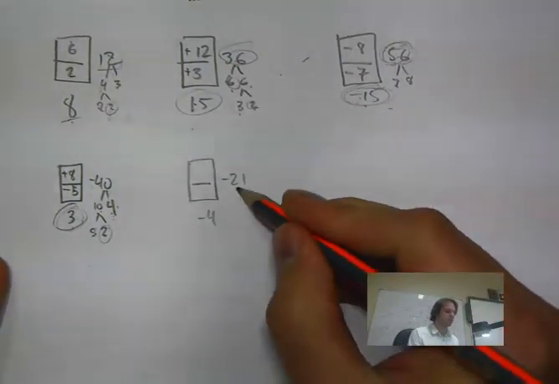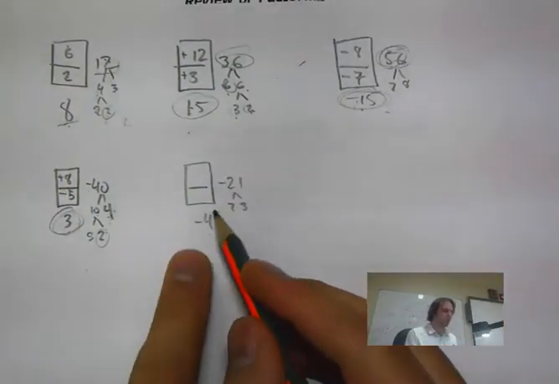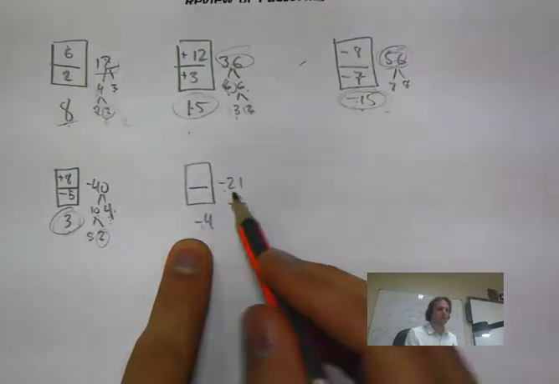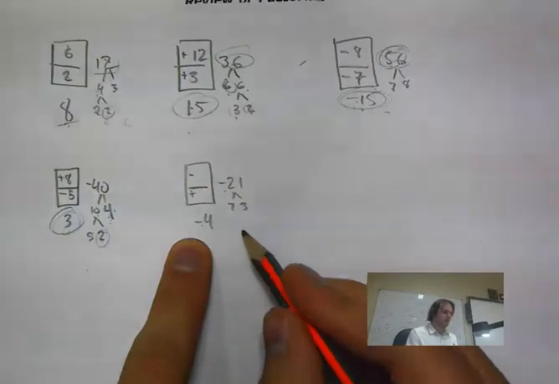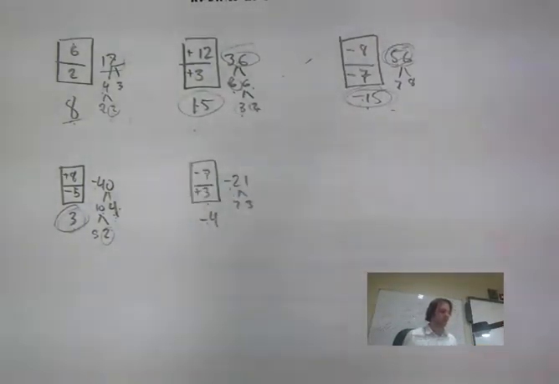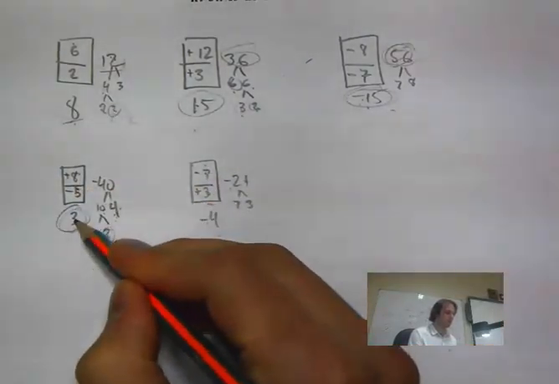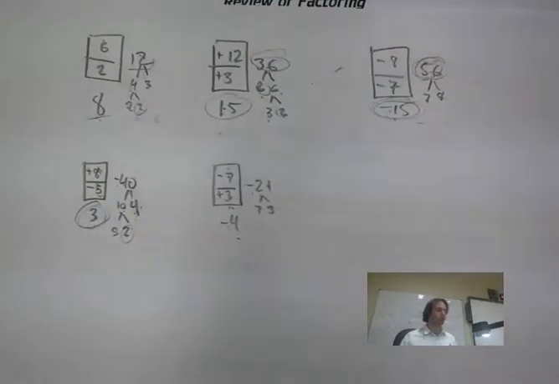And next one is 21. Well, that's 7 and 3. I know the factors of those. But here we go. This is negative, and so is that. So one is negative, one is positive. Which one's bigger? The negative. So 7 and 3. That and that gives me negative 4. Add these together, gives me that. Multiply them together, gives me that. Add these together, gives me that. Multiply them together, gives me that. So that's our whole idea behind this, is the box method.